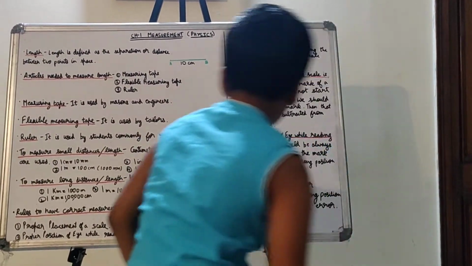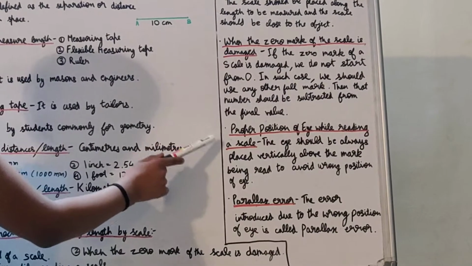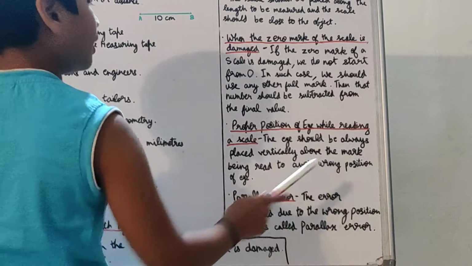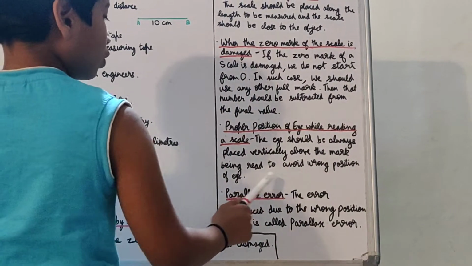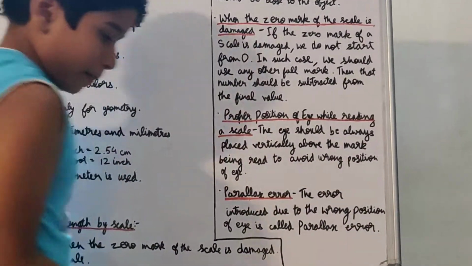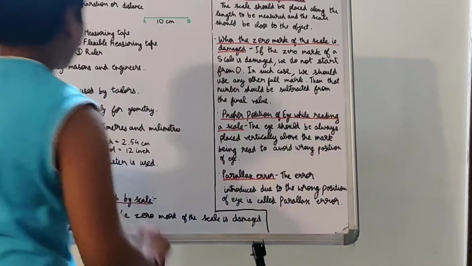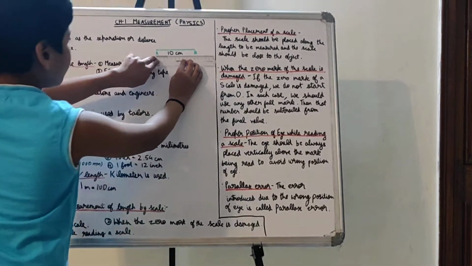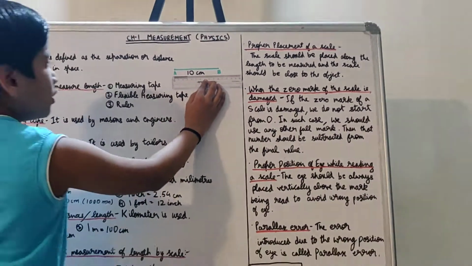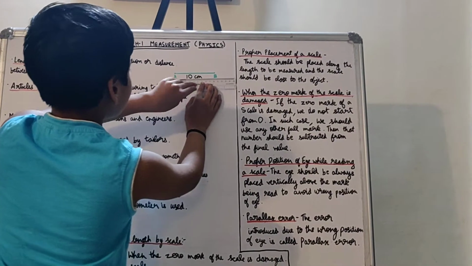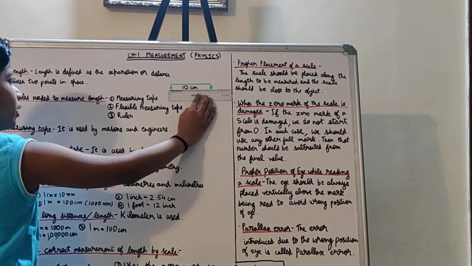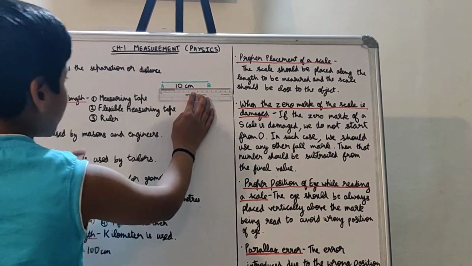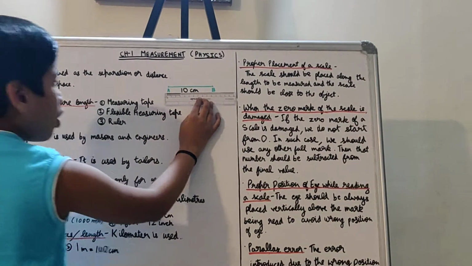Now, the proper position of the eye while reading a scale. The eye should always be placed vertically above the mark being read to avoid wrong position of the eye. Now again a small example. If I am seeing this measurement diagonally, from my left side or right side, not vertically, then I will get a wrong measurement.